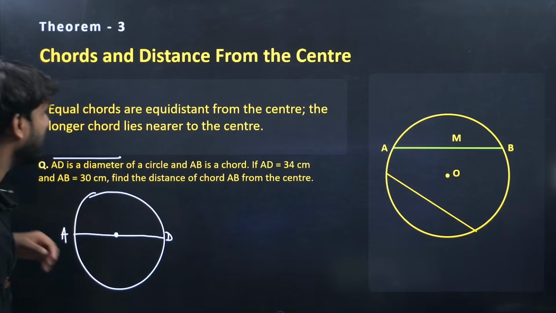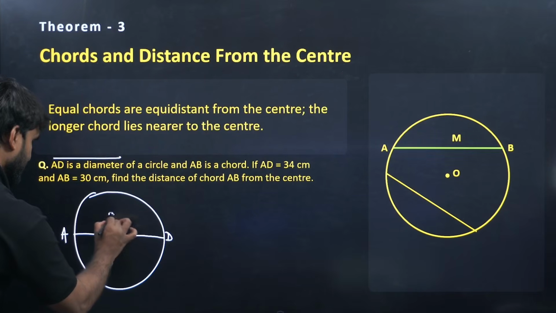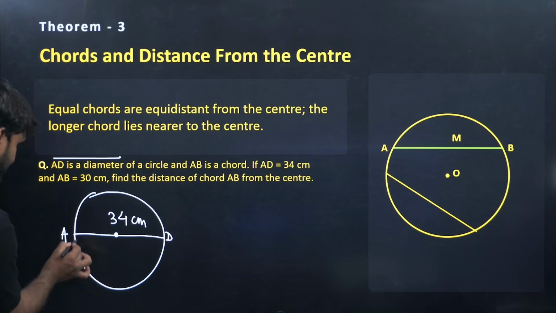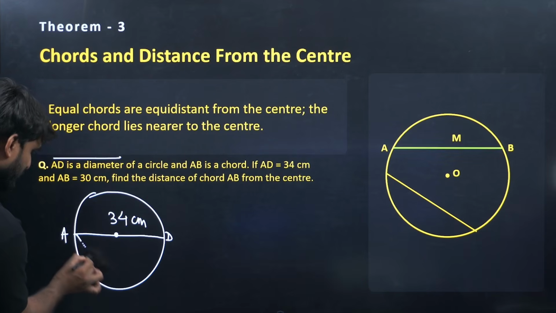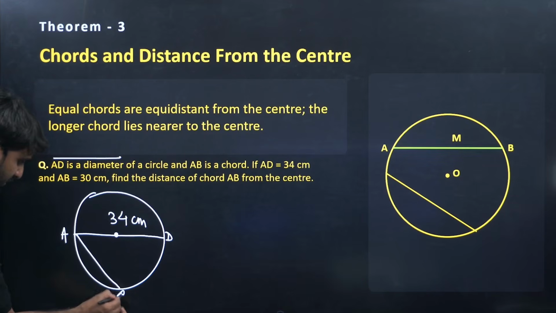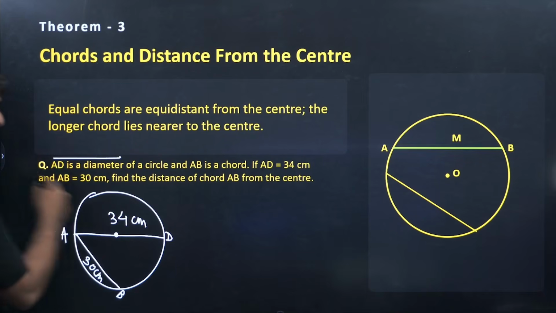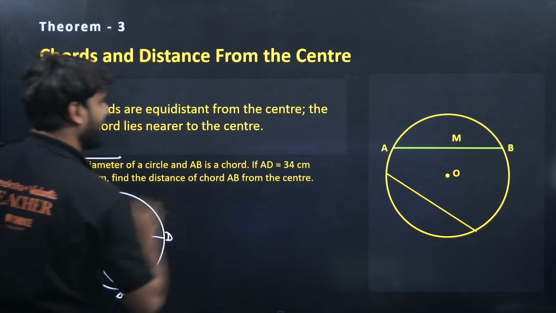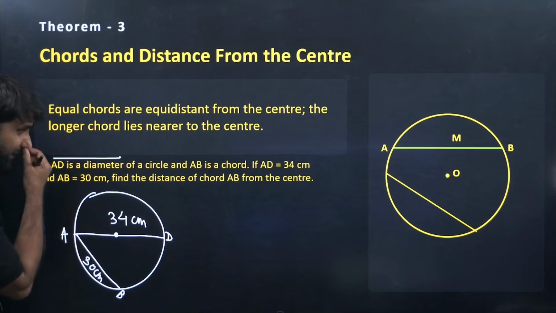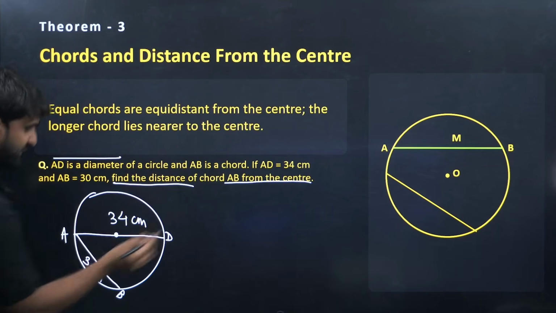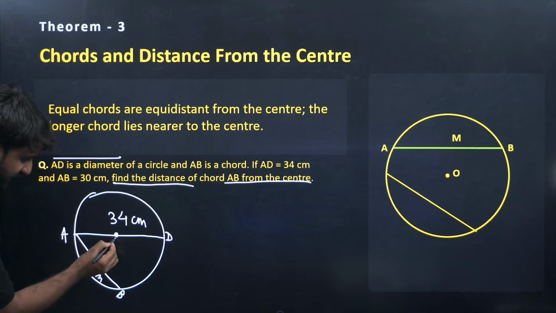If AD is equal to 34 centimeter, and AB is equal to 30 centimeter. Find the distance of chord AB from the center. Very good. So we have to find the distance of AB from the center. So this is the center here, so we have to find this distance.